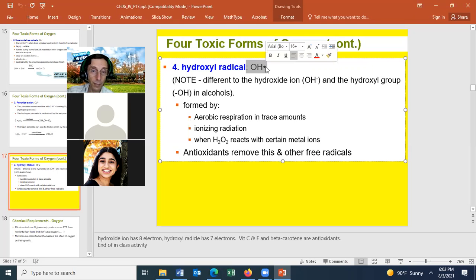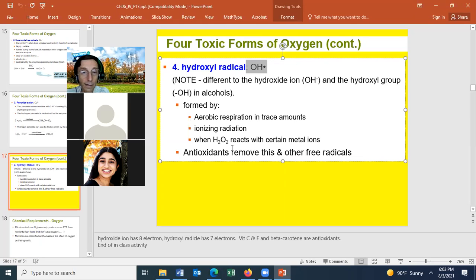And the trouble is, hydroxyl radicals are made by aerobic respiration in trace amounts. And if they get out into the cell, they can do damage to the cell. Hydroxyl radical is also made by ionizing radiation. And then when certain metals react with hydrogen peroxide.